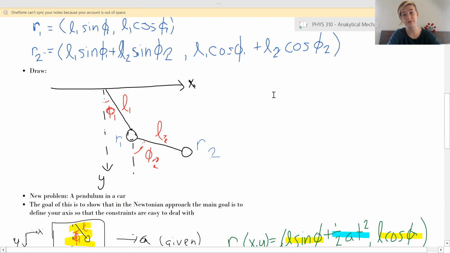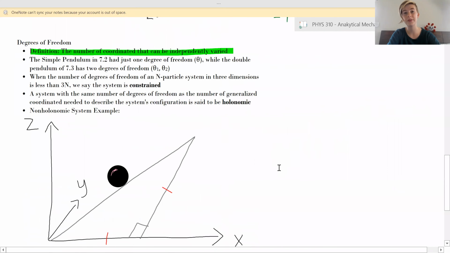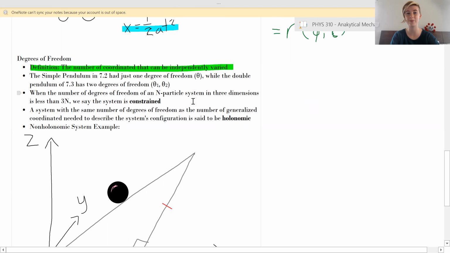But then when we introduce this double pendulum up here, we now have 2 thetas that can change over time, and therefore we have 2 degrees of freedom. That's kind of the simplest way to put it, and that's why I had to do 2 pendulum problems. So then it goes into a bit of definitions.